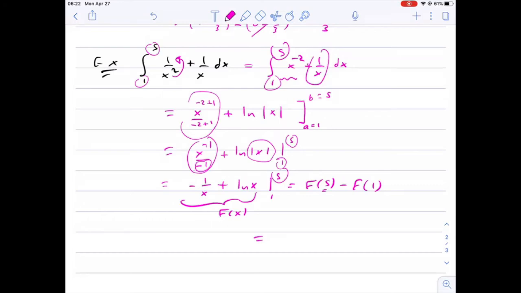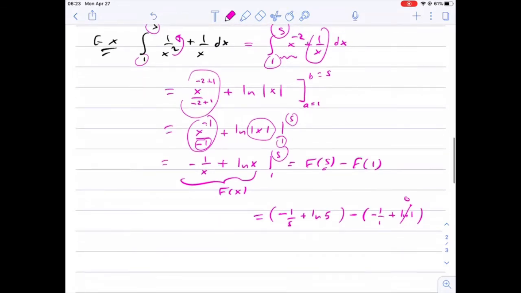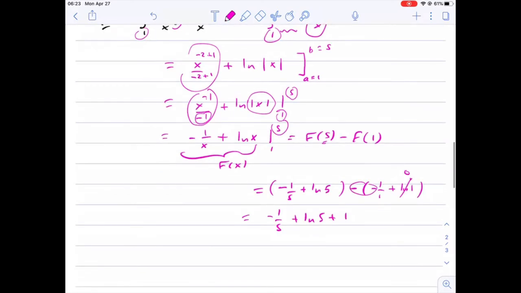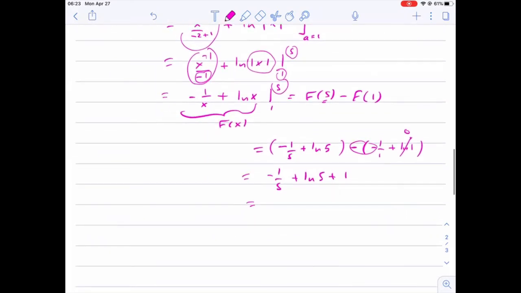Now let's substitute 5. We get negative 1/5 plus natural log of 5 minus substitute 1, negative 1 over 1 plus natural log of 1. But natural log of 1 is 0, so we get negative 1/5 plus natural log 5 minus 1, minus is a plus 1. And then we can add these two. Negative 1/5 plus 1 is 4/5 plus natural log of 5. This is a final answer.